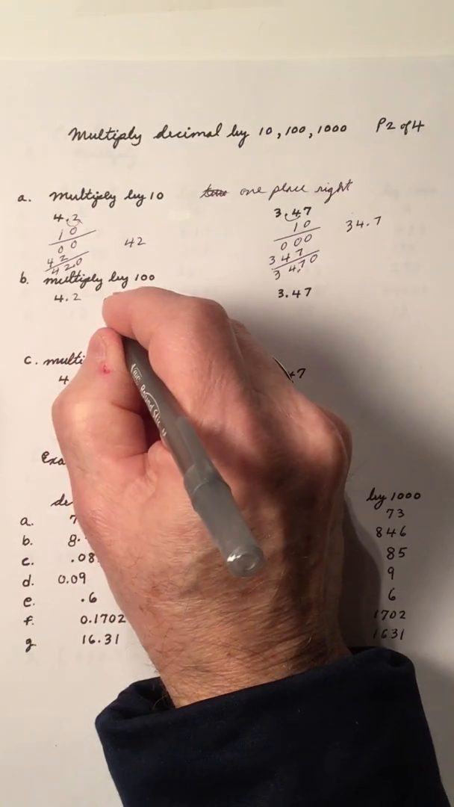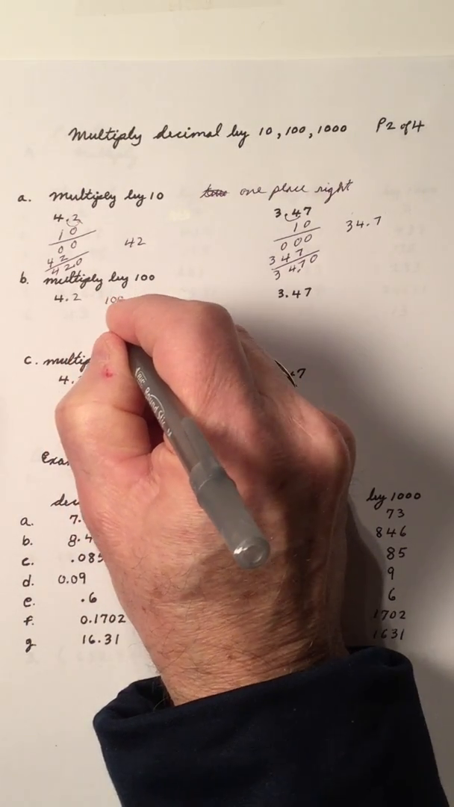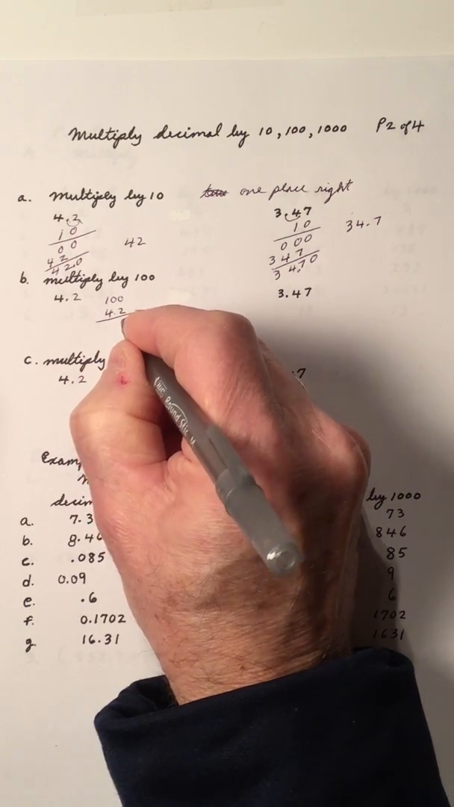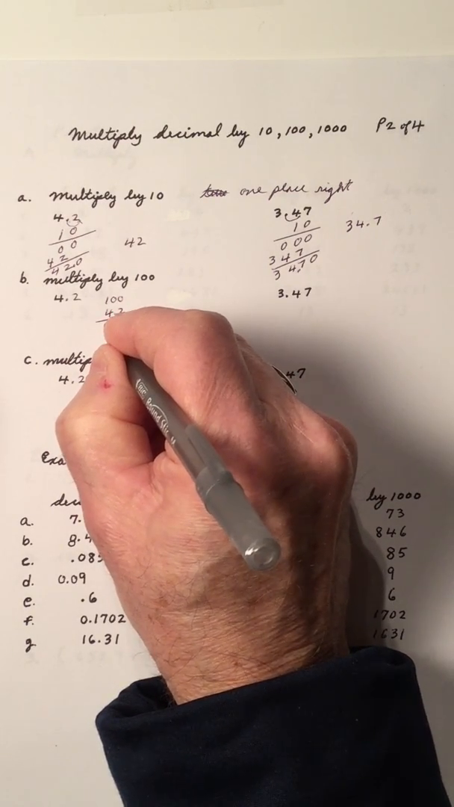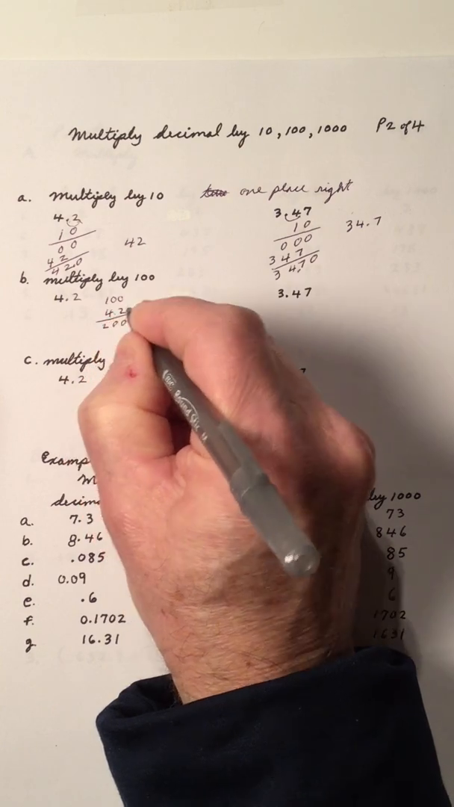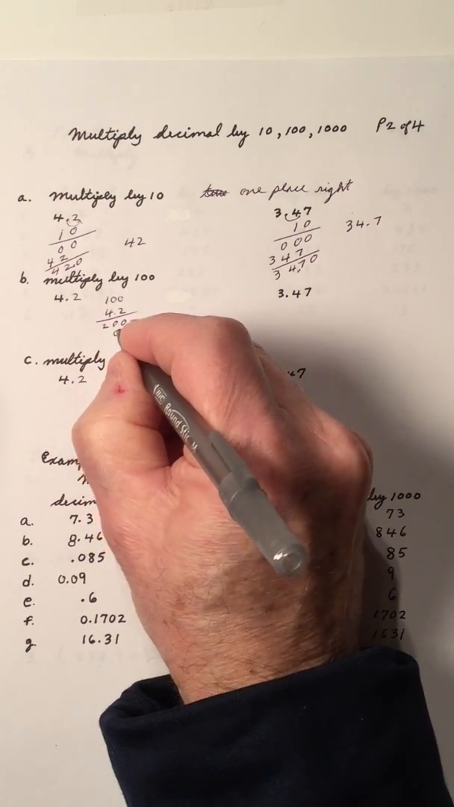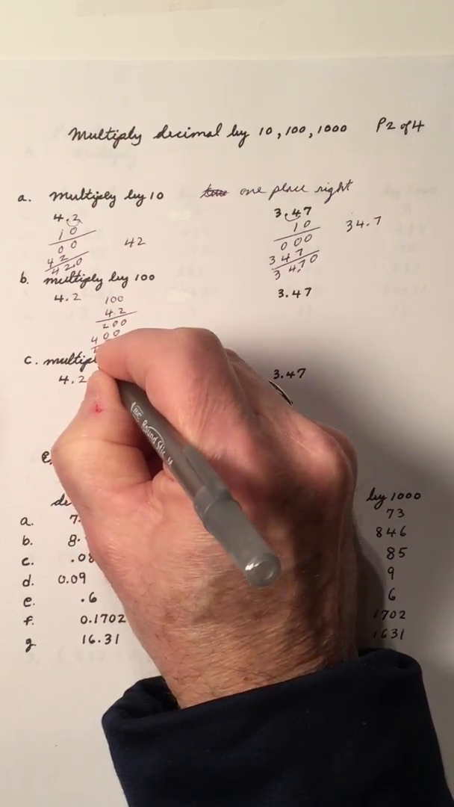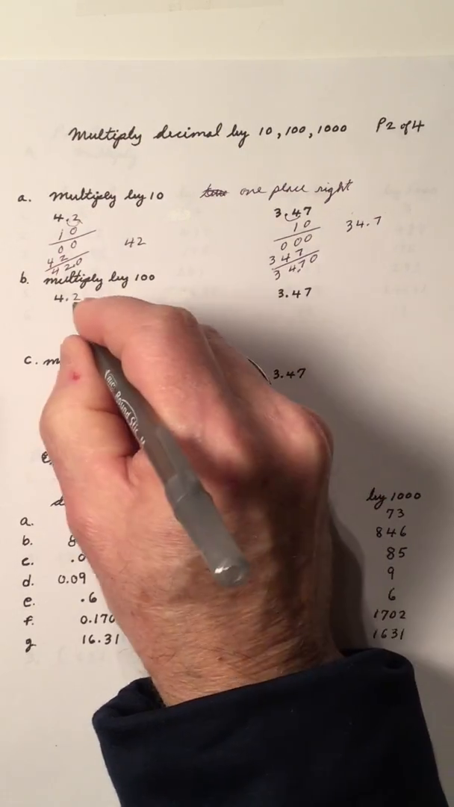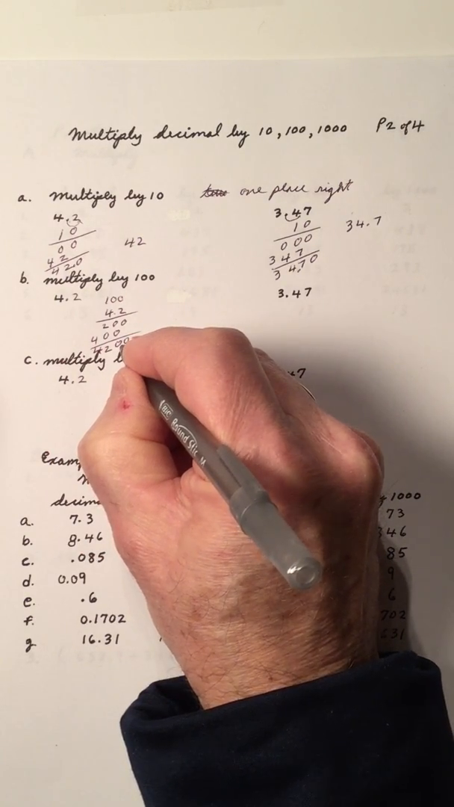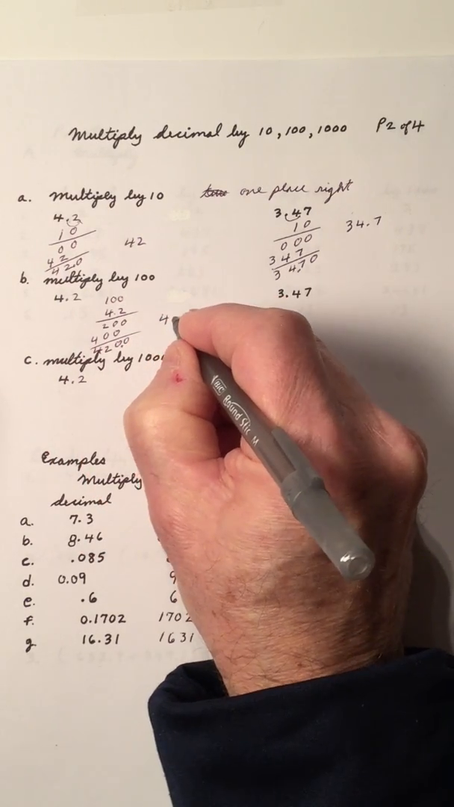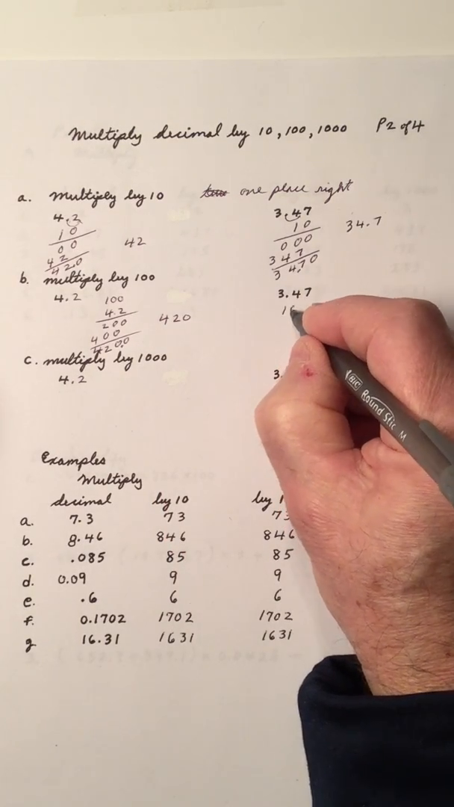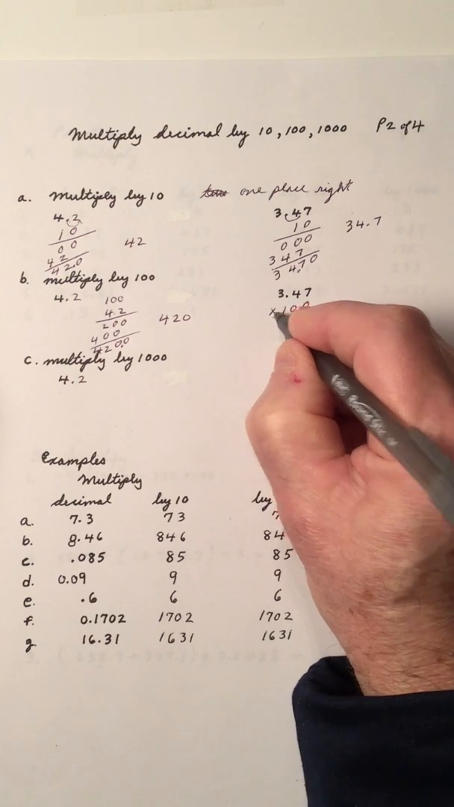Multiplying by 100. So let's take 100 first and put down 4.2. Multiply 4 by 0 is 0, 4 by 0 is 0, 4 by 1 is 4. So we get 4200. And we have one decimal place. So we get 420.